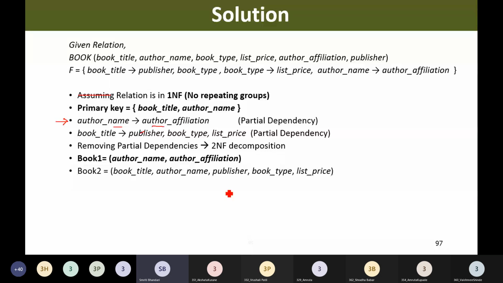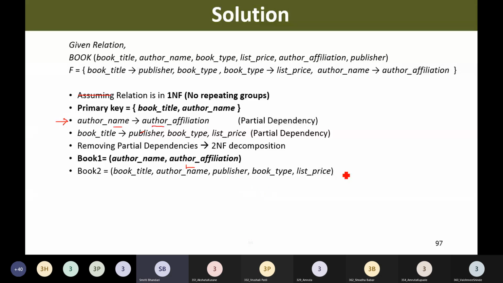In the other relation, we will be having the remaining attributes along with the primary key of book 1. The primary key of book 1 is author name. So we have that and all remaining attributes: book title, publisher, book type and list price.